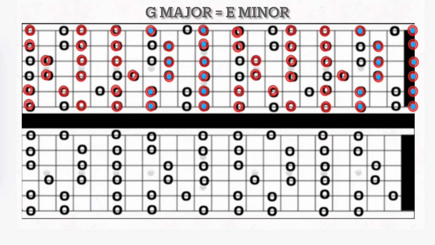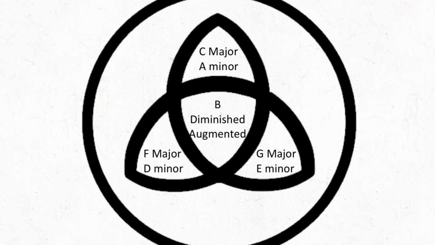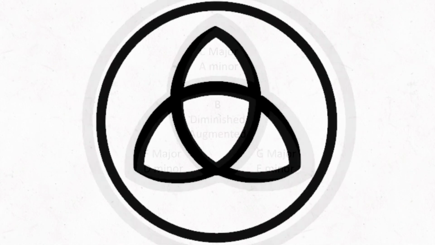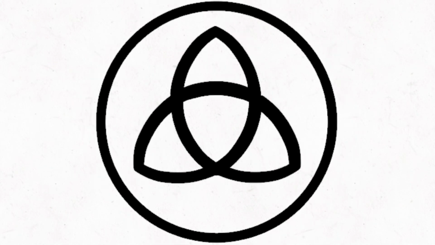I also shared the explanation of modal changes in my other videos. So, to sum up this topic, we have one scale which contains three separate scales within the scale, which also happens to be a nice way to visualize a possible explanation of the Holy Trinity.